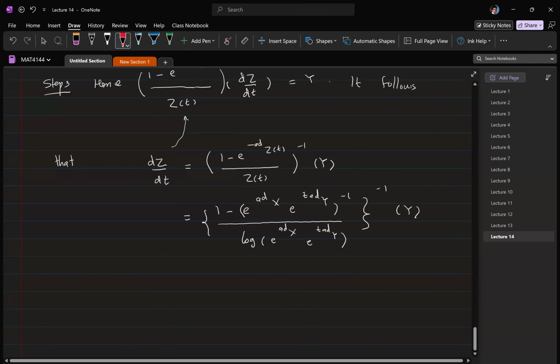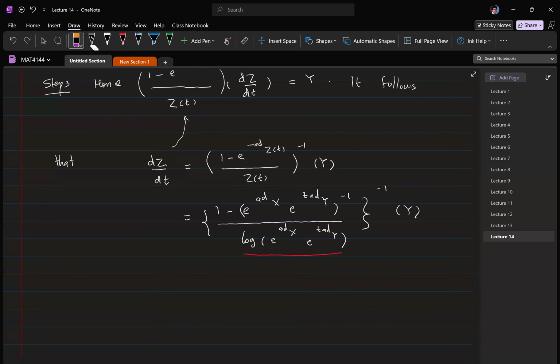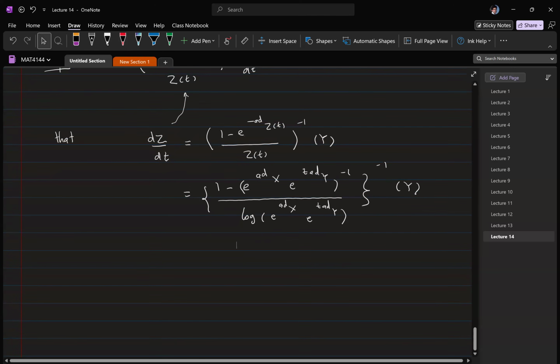So what is happening here? Well, first of all, by the definition of zt, this is just log of this. Okay. Now, what about the numerator? In the numerator, the point is that e to the ad zt is e to the zt y e to the minus zt in principle.